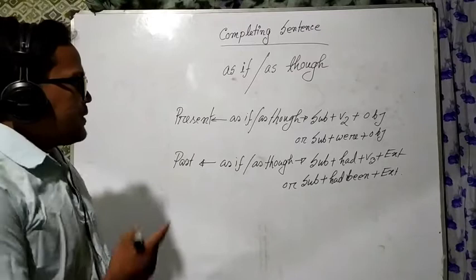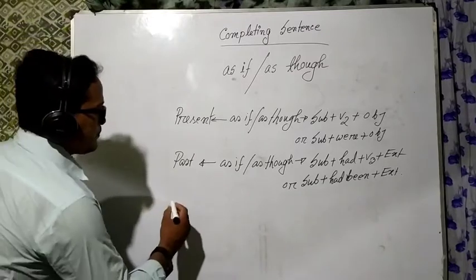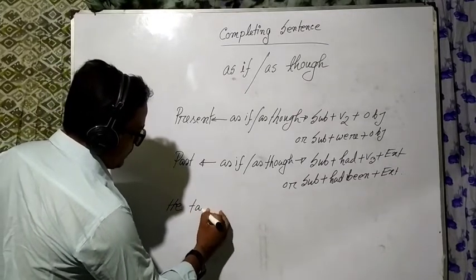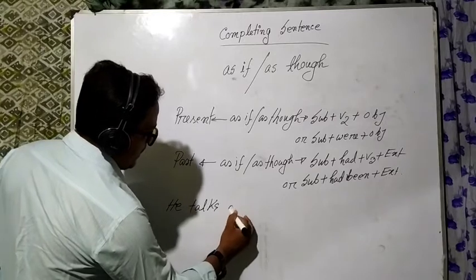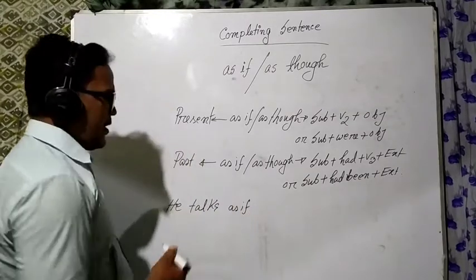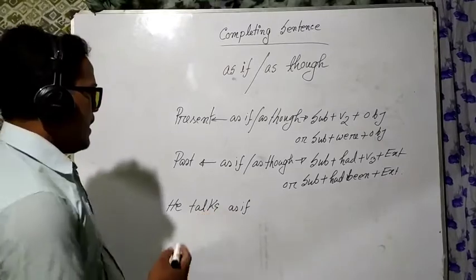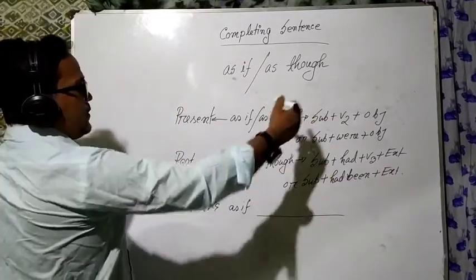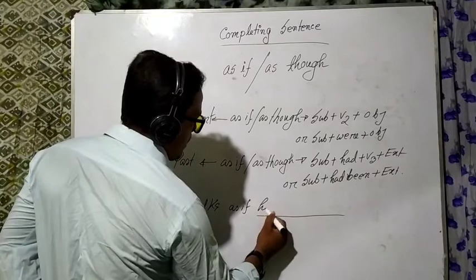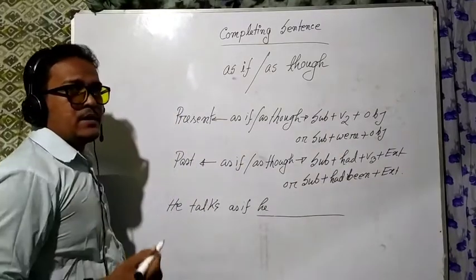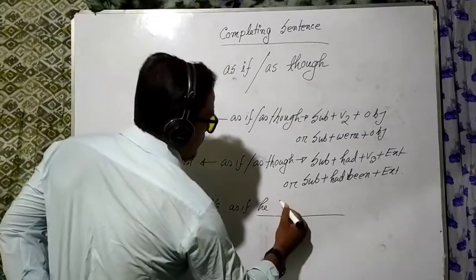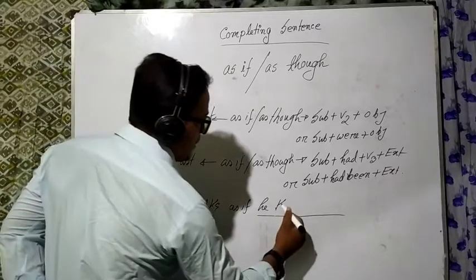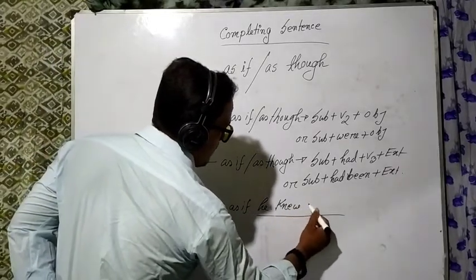Now I give you some examples. Number 1, he talks as if. I can use as if because it is most common. He talks as if. The another clause will be subject he plus v2, which indicates past form of verb. He knew. I have to use a suitable clause. Knew everything.